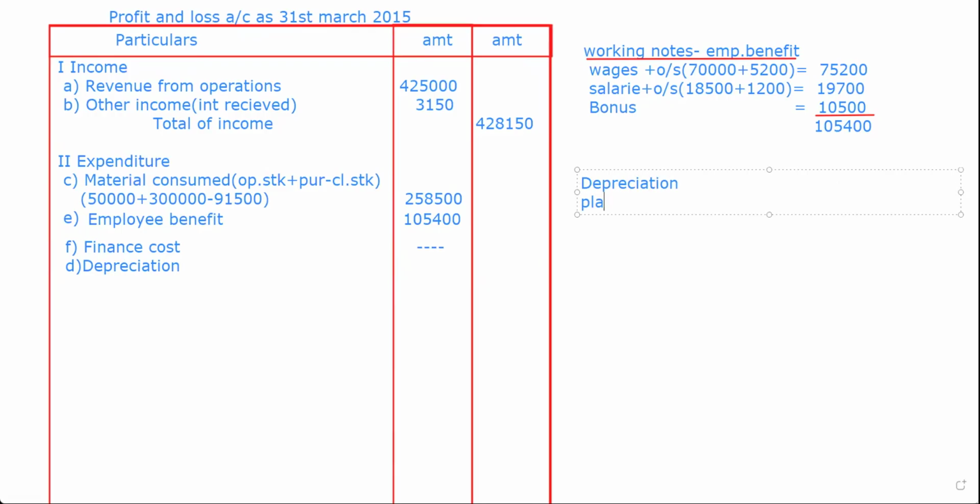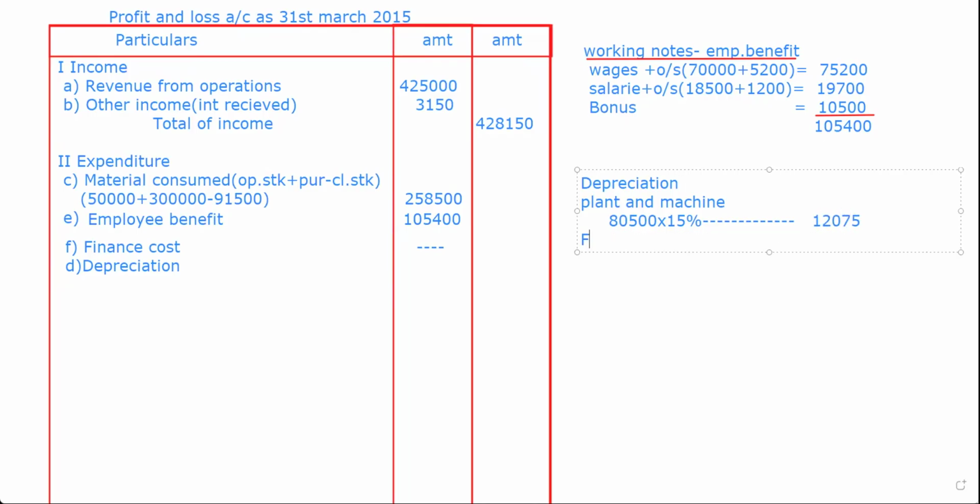First one, plant and machinery. He gave the amount, actually the plant and machinery amount is 80,500, into how much percentage? 15% we are going to calculate. So wherein we are going to get the answer of 12,075. So 80,500 into 15%, if I do, 12,075 is the answer I'm going to get.